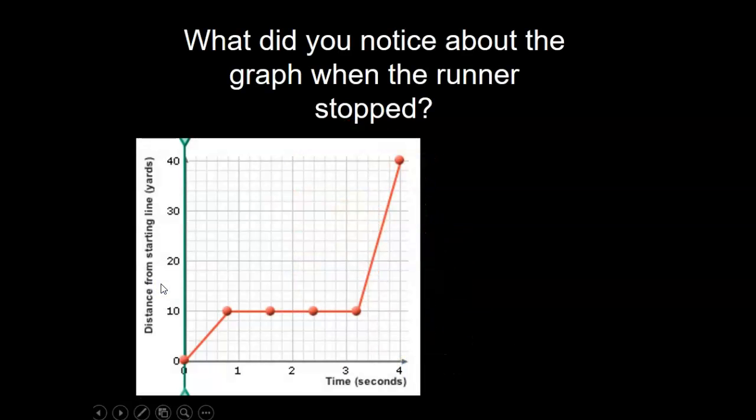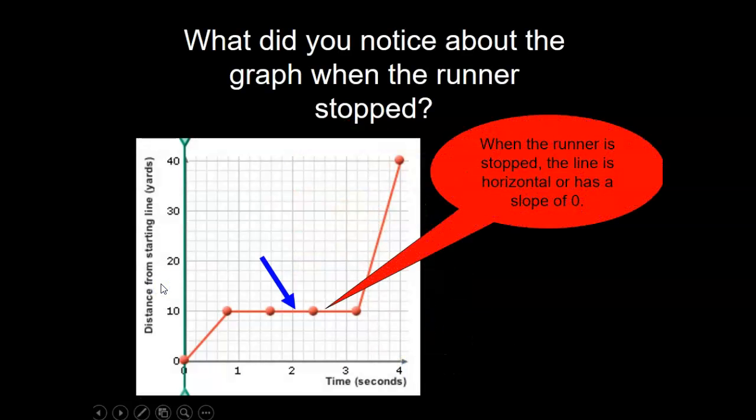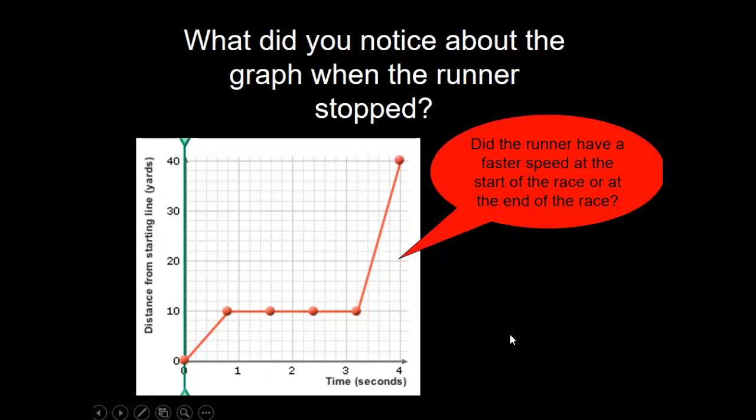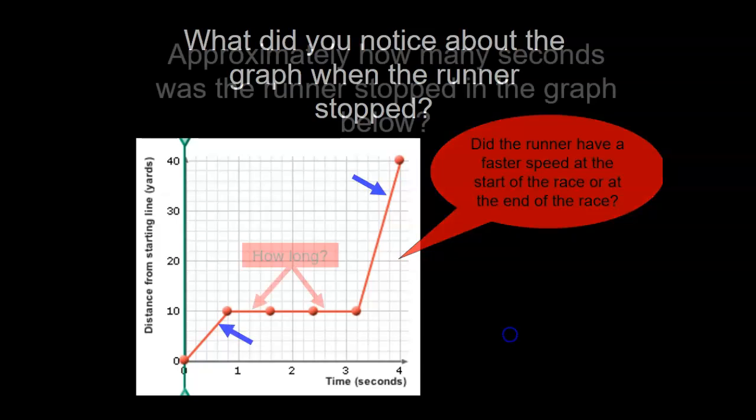Very good. Okay. What did you notice about the graph when the runner stopped? When the runner is stopped, the line is horizontal or it has a slope of 0. Yep. So this is a zero slope in algebra class. It means zero speed in physical science. Same thing. And then we already talked about we had a faster speed at the end.